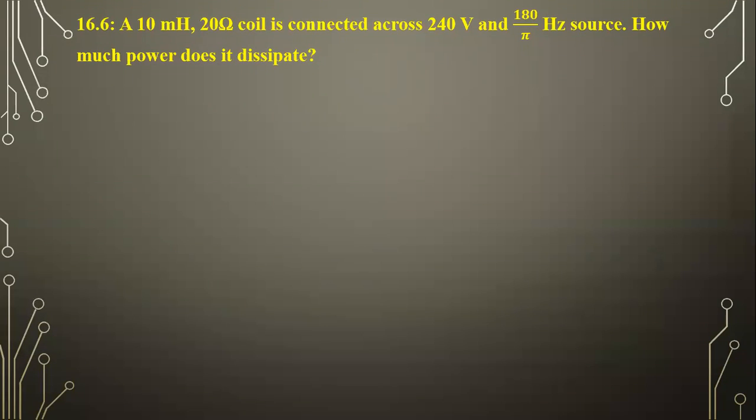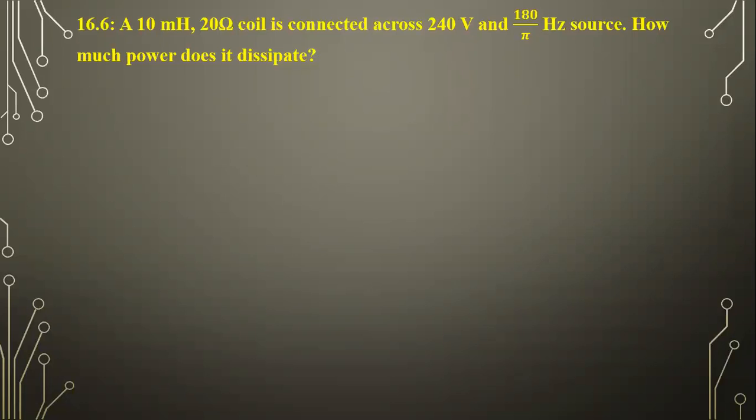So in this numerical, a 10 millihenry, 20 ohm coil is connected across a 240 volt and 180 over pi hertz source. So how much power does it dissipate?